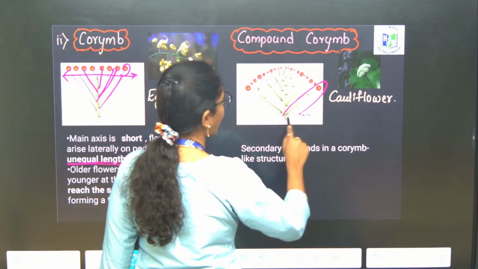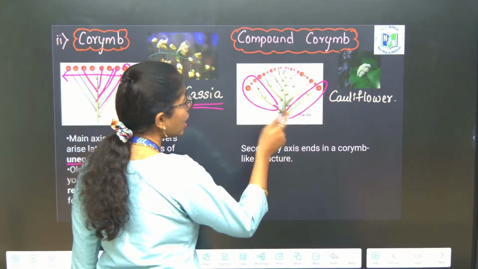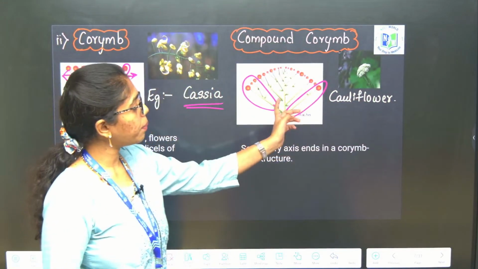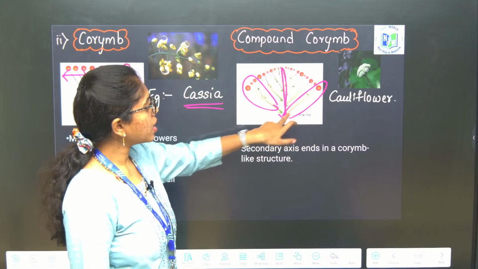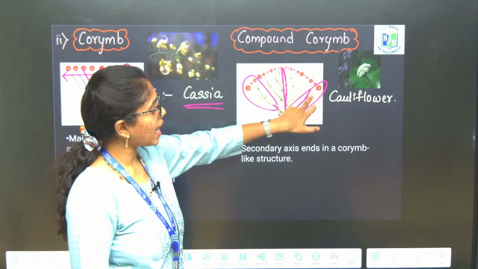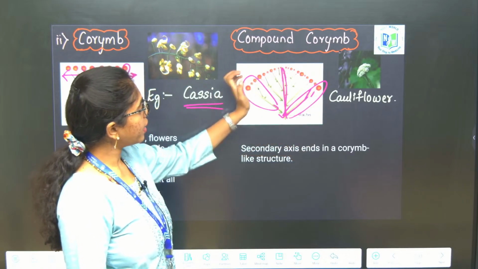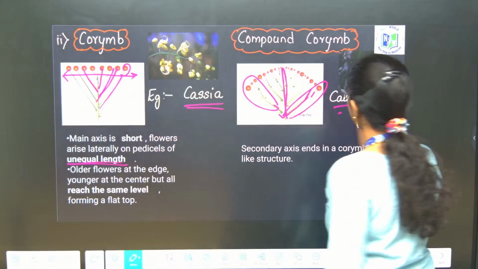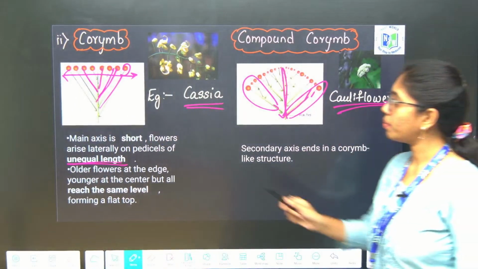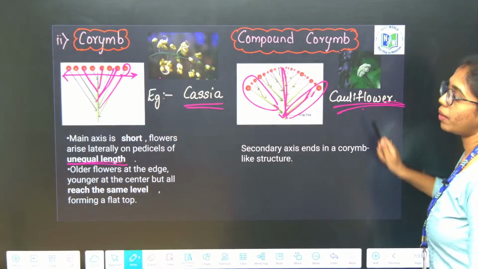Compound corymb you see, wherein the secondary axis ends in a corymb-like structure. Here also you can see pedicels are of unequal length, but the main axis is again branched. Each branch has one corymb and here they end up at the same level. Example includes cauliflower. Examples are very important, simple corymb and compound corymb.